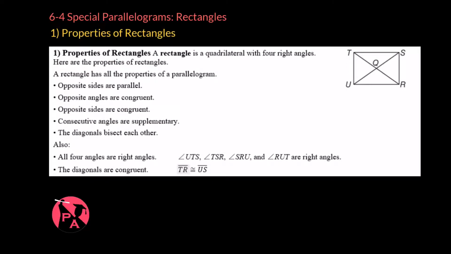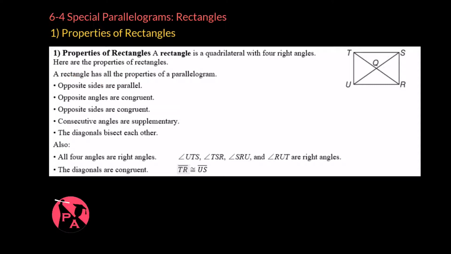Hello everyone, the last lesson was about parallelograms, and this lesson is about a special parallelogram, which is a rectangle. First thing that we need to know, rectangles have all of the properties of parallelograms besides they have four 90 degrees angles and the diagonals are congruent to each other. So let's go over them one by one.